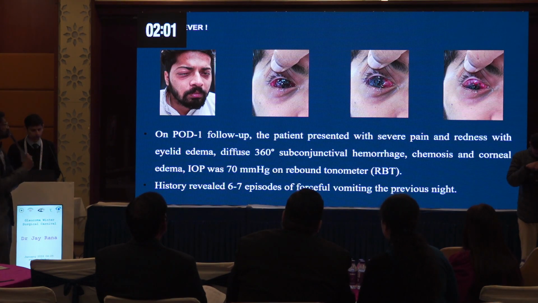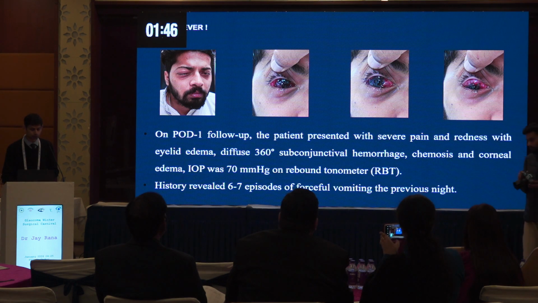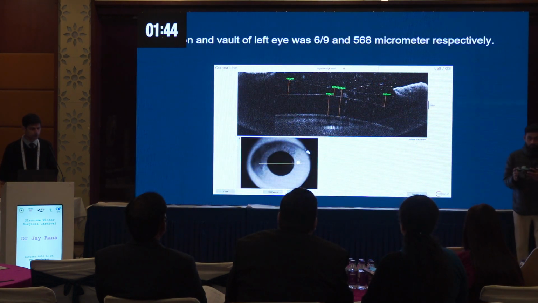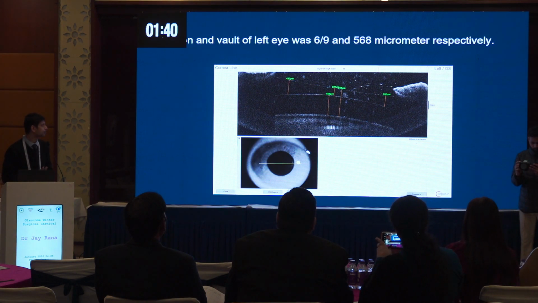on post-op day 1 follow-up, the patient presented with severe pain and redness with eyelid edema, diffuse 360-degree subconjunctival hemorrhage, chemosis, corneal edema, and IOP of 70 mm of mercury on rebound tonometer. History reveals 6 to 7 episodes of forceful vomiting the previous night. Vision and vault of the left eye were 6/9 and 568 micrometers respectively.